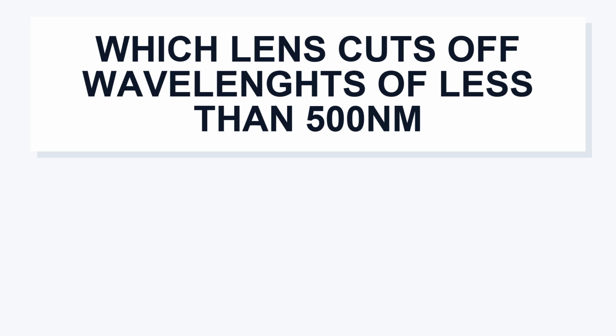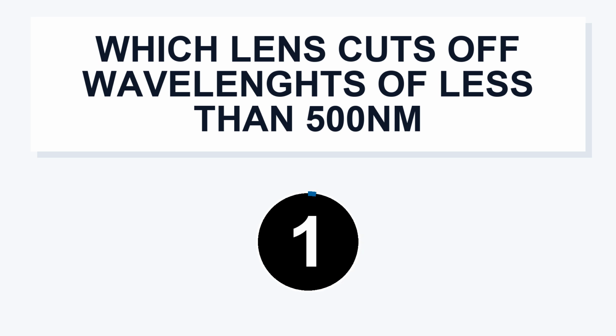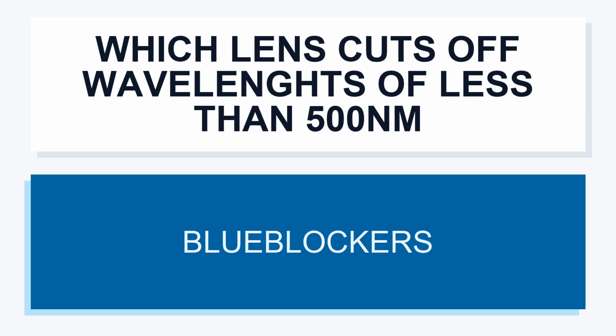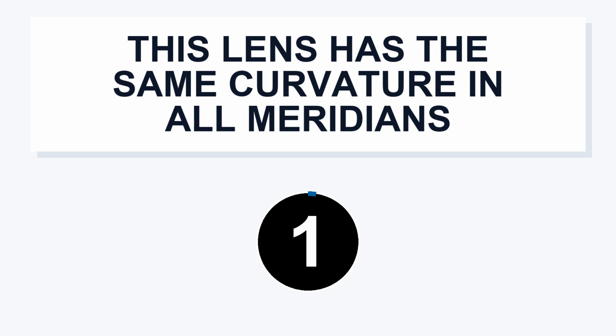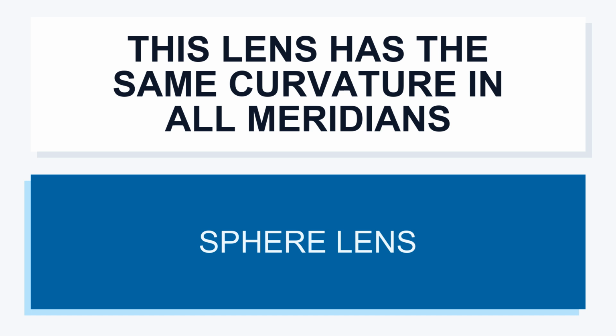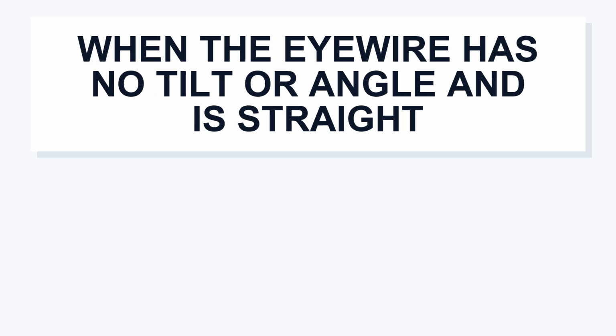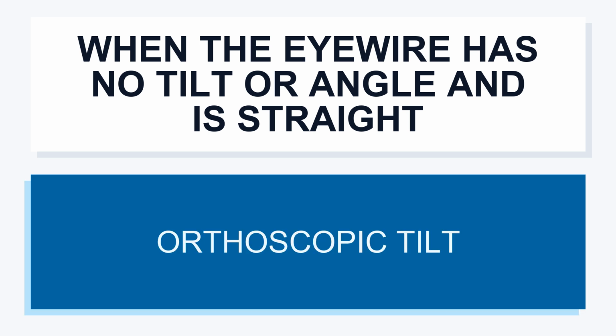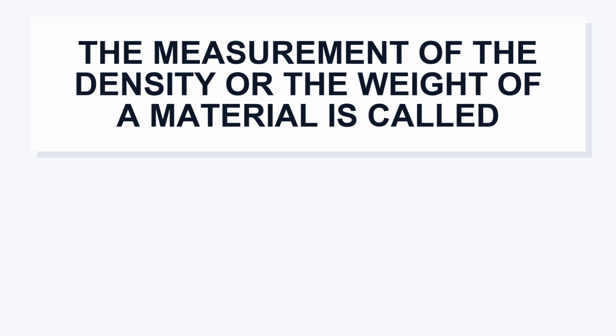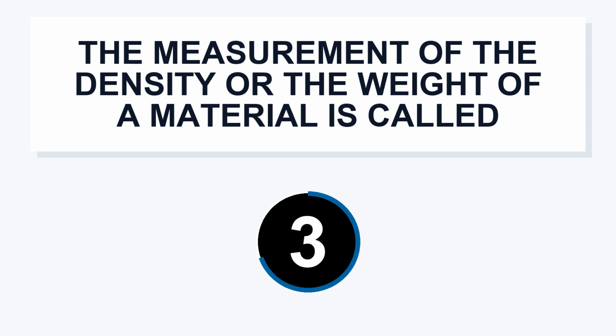Which lens cuts off wavelengths of less than 500 nanometers? Blue blockers. This lens has the same curvature in all meridians. Sphere lens. When the eyewear has no tilt or angle and is straight: orthoscopic tilt. The measurement of the density or the weight of a material is called specific gravity, SG.